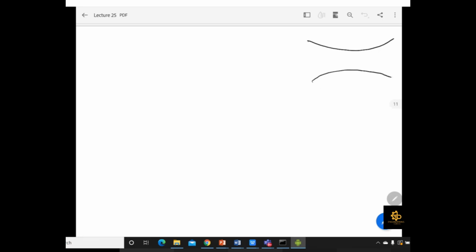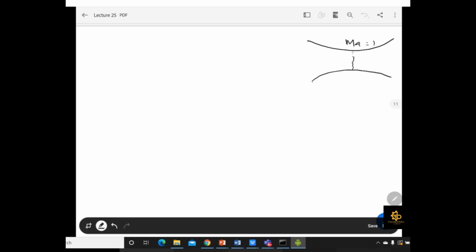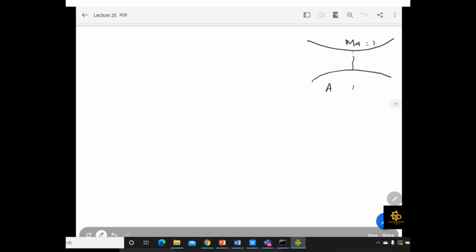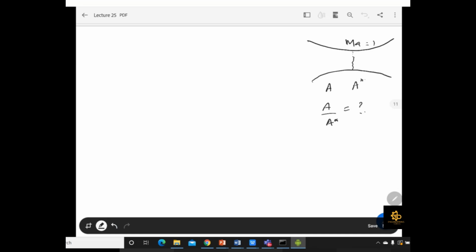So for example, we just take one case. This is your converging diverging nozzle, and at this point your Mach number is 1. For this we have to find the ratio of area at any point and area star. So our main target is to find the A by A star relation first. How do we find this relation?